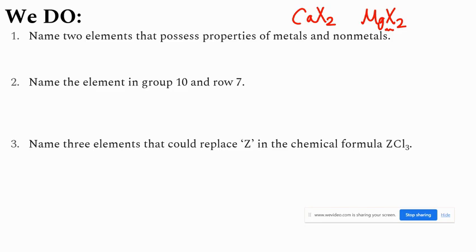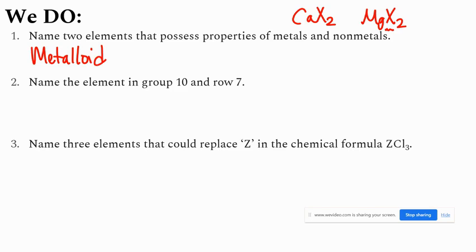All right, name 2 elements that possess properties of metals and nonmetals. We'll try this one again. What are these called that have metal and nonmetal properties? What do we categorize them as? What do we call things that have properties of metals and nonmetals? Metalloids. Okay, so these are called metalloids.